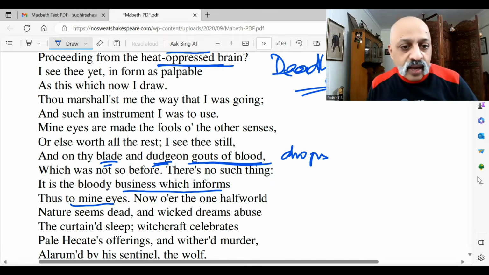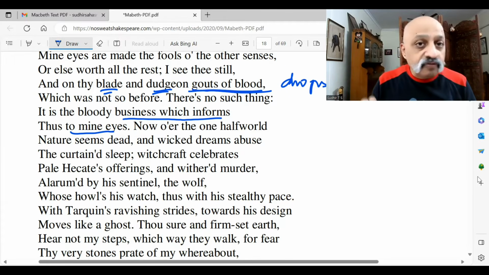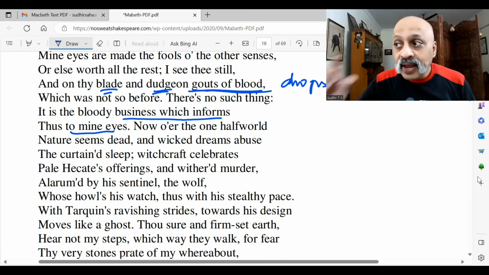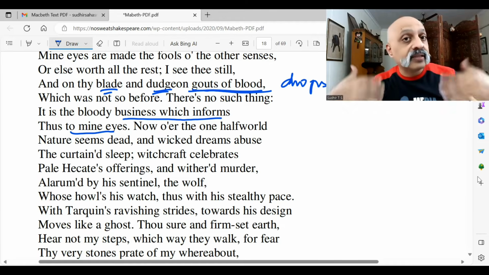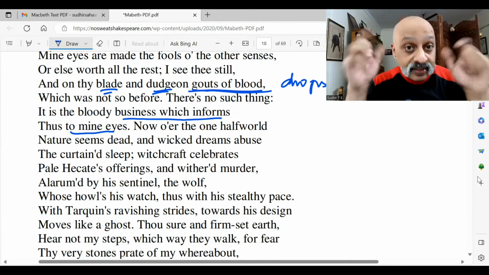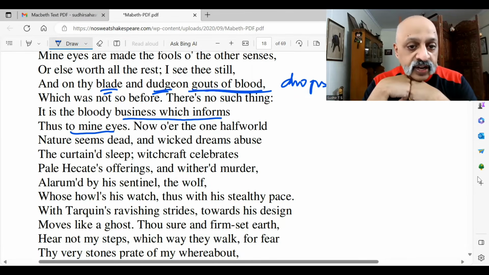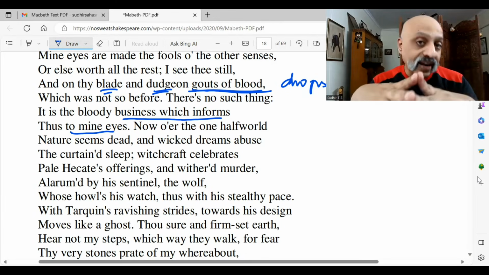So then he says, now over the one half world nature seems dead, and wicked dreams abuse the curtained sleep. So he's saying that half the world is asleep, it's past midnight, and their curtained sleep, उनकी जो नींद है उसको एक तरह से अटैक कर रहे हैं evil nightmares, जो उन सबको गलत गलत किस्म के सपने आ रहे हैं. Their sleep is being attacked by evil nightmares, wicked dreams. Witchcraft celebrates pale, and now he is going to refer to 4 different kinds of extremely evil and negative characters.